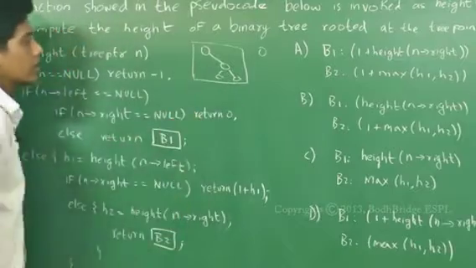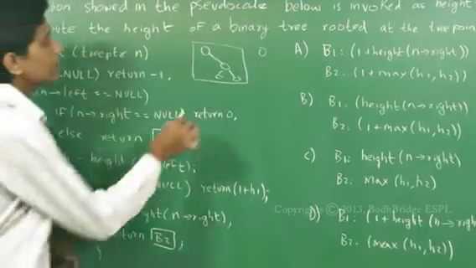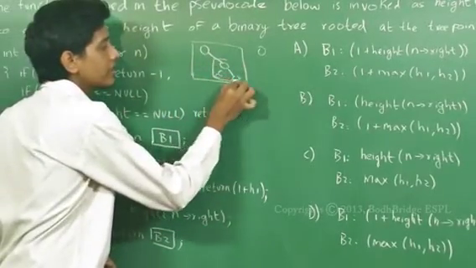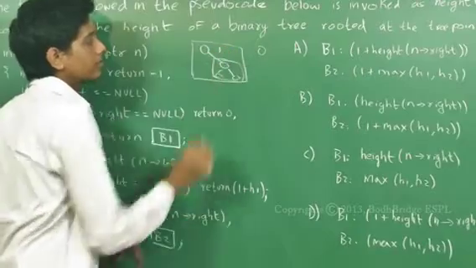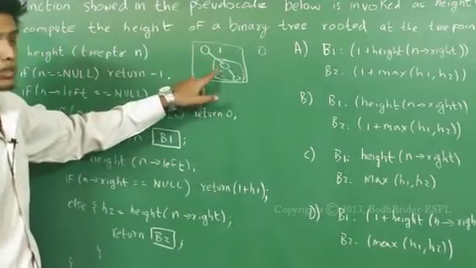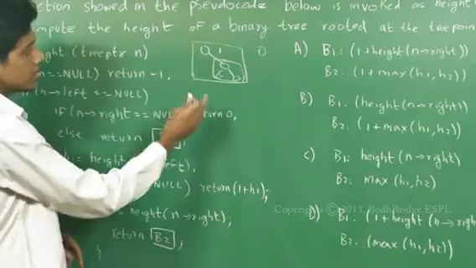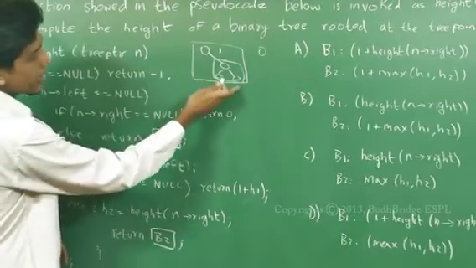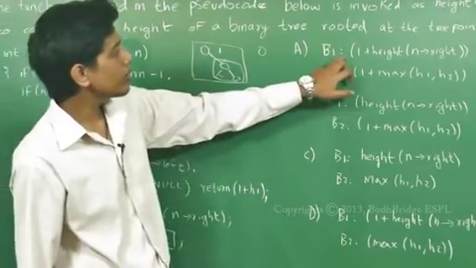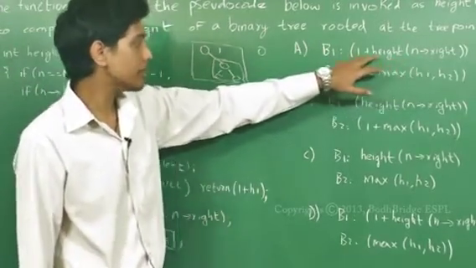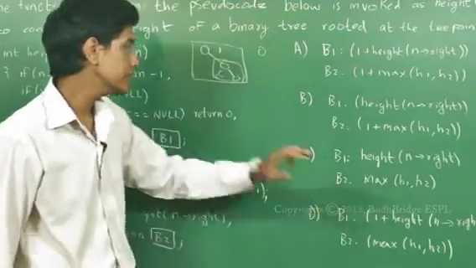So for this scenario, you have to return the height. So the height is the height of this subtree plus 1, because you are adding this edge to the height of this subtree. So b1 will be 1 plus height of n's right. So b1 is 1 plus height of n's right. It can either be option A or option D.